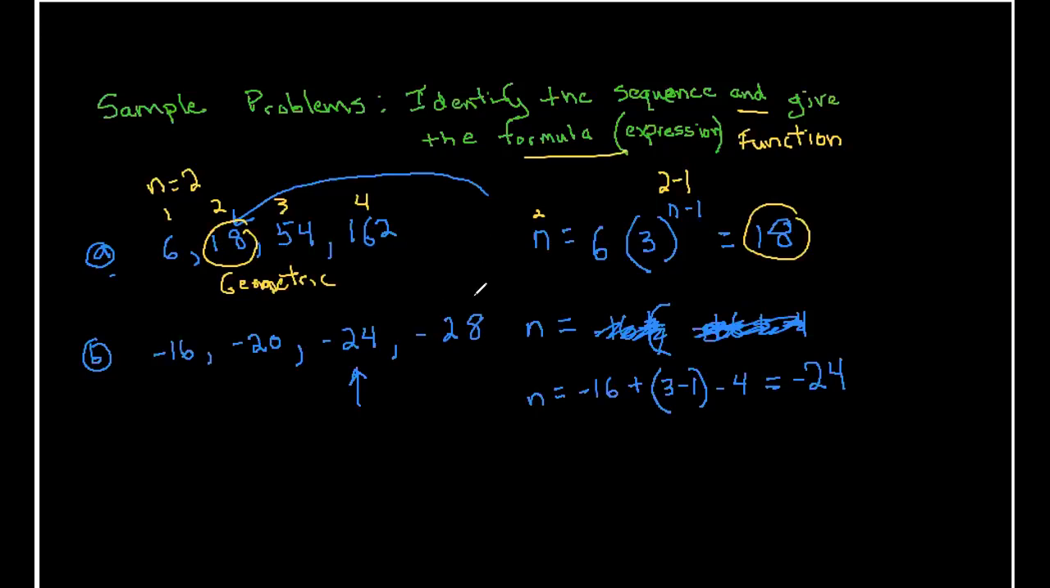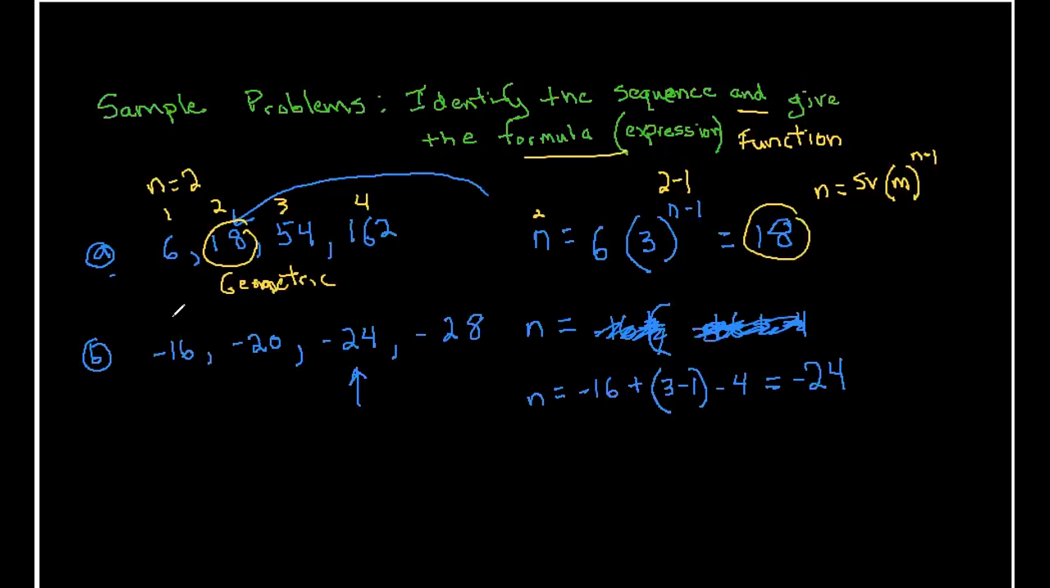Now, if they just ask you to write down the geometric formula, you would just write n equals the start value. I'm going to put SV for start value, times, and I'll put m for the multiplier, to the n minus 1. That is the formula we just gave on the previous slide. Okay. All right. Let's look at this letter B example.